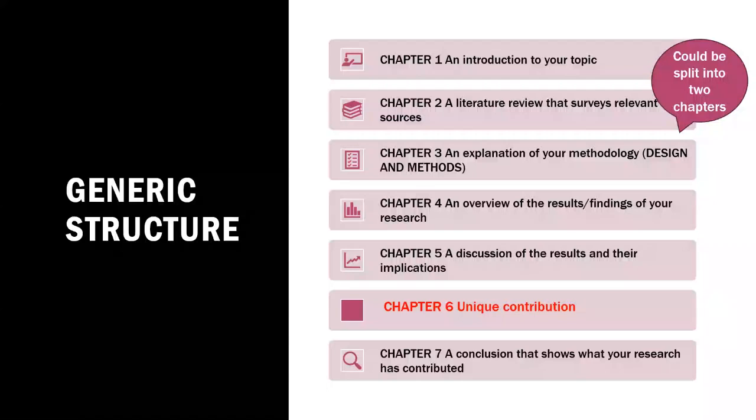So chapter 3 is usually your methodology chapter, where you discuss your design and methods. Then chapter 4 gives the overview of your results or findings of your research. And chapter 5 gives a discussion of the results and their implications. Now, a master's dissertation would end here. They'll also still have a conclusion chapter, but more or less, you would have gone through the same process up to here with a master's dissertation.